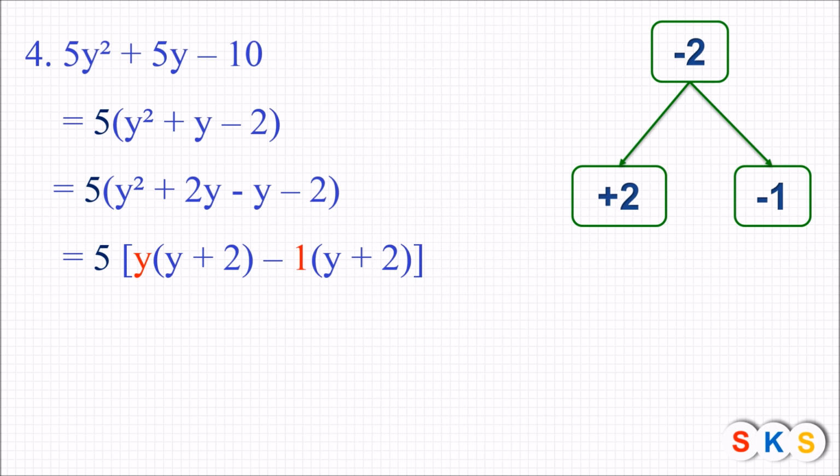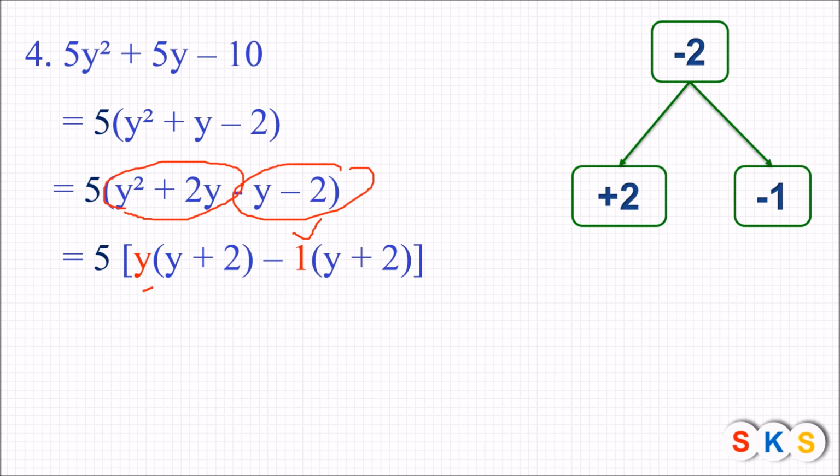You can see that here I have taken a common in the first group, y. If I take y as a common, what will be left here? Y plus 2. And here I have taken common as minus 1. So what is left in the bracket? Y plus 2.